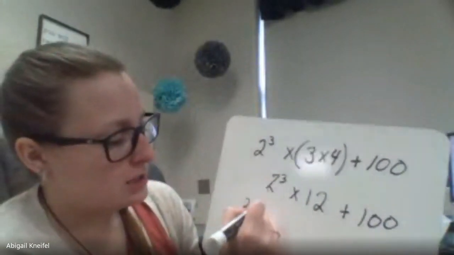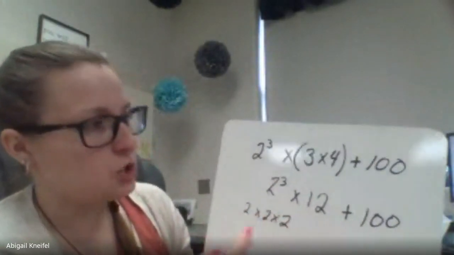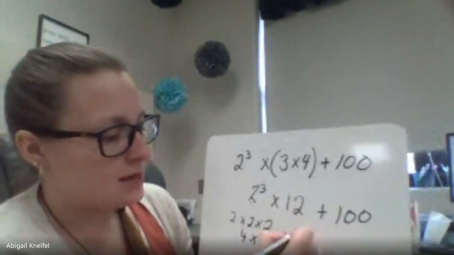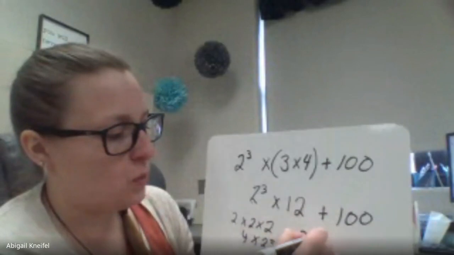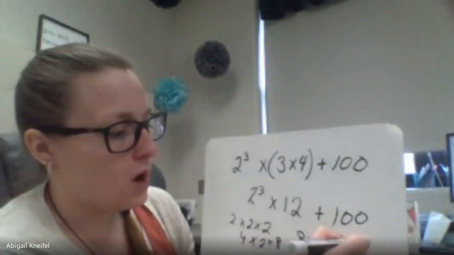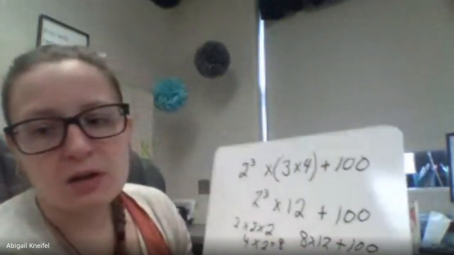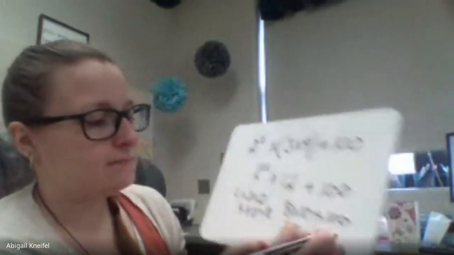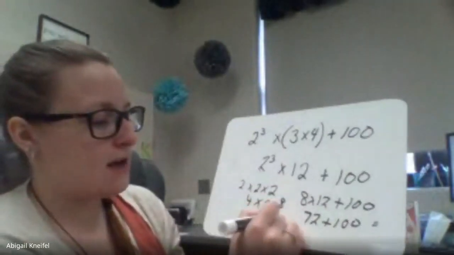So now I need to do my exponents, which is 2 times 2 times 2. 2 times 2 is 4 times 2 equals 8. So now I have 8 times 12 plus 100. 8 times 12, pretty sure is 72, plus 100 equals 172.